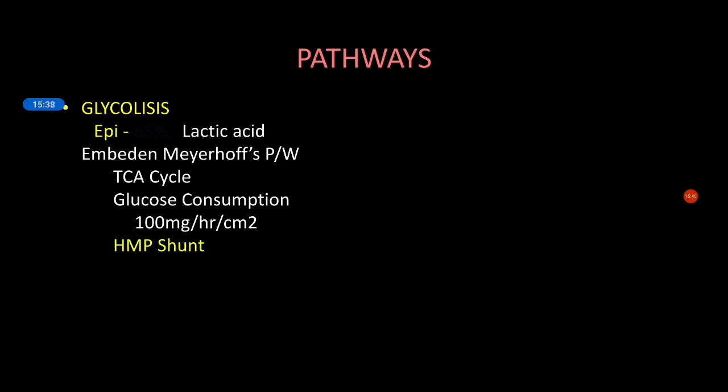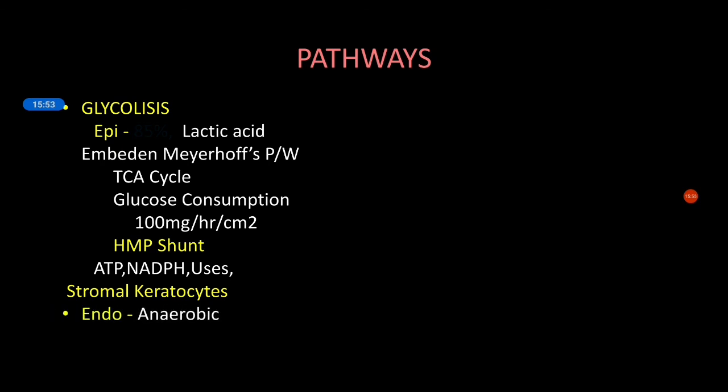There is also the HMP shunt pathway. You should know its description in the form of ATP, NADPH and its uses. The stromal keratocytes also have a big role in glycolysis. Endothelium in fact is taking the glucose through the anaerobic pathway.